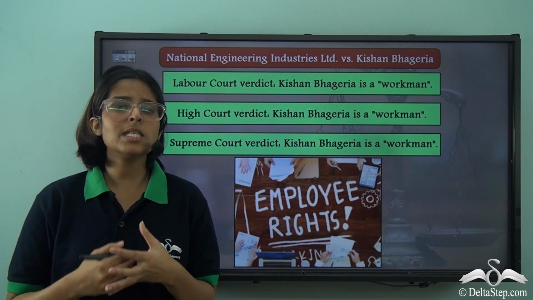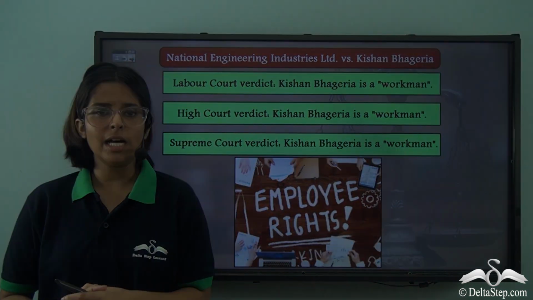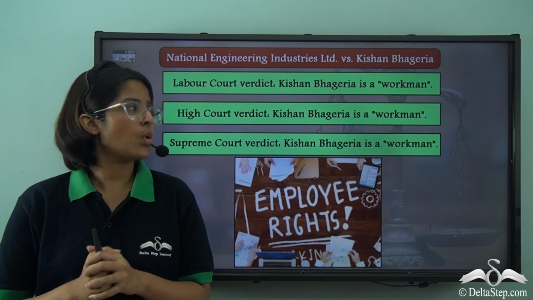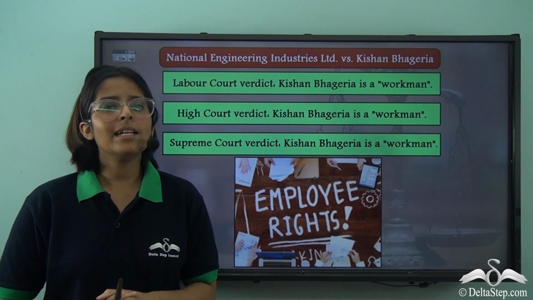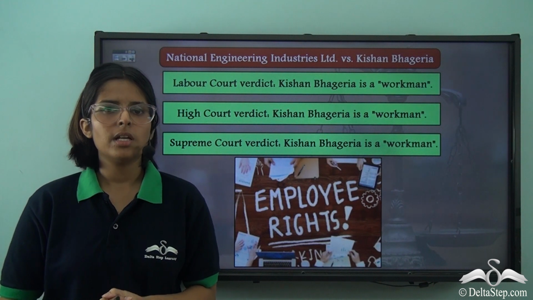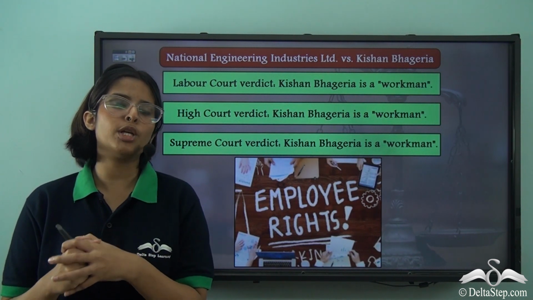But this case was again taken up by a 5-judge bench in the High Court of Rajasthan, and the order of the single judge bench was reversed, and the High Court said that Kishan Bhageria is a workman. So the High Court said that the salaries by the employer should be paid to Bhageria. This case was again appealed to by the company in the Supreme Court.